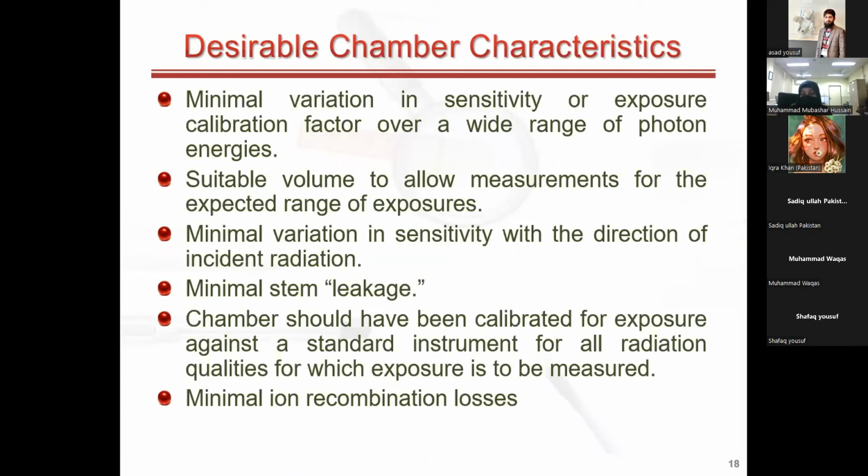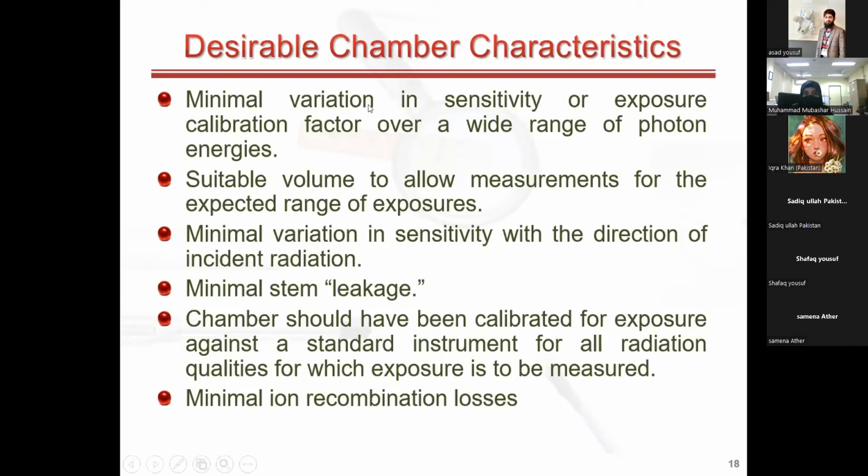Another advantage is that it can be used for multidirectional beams. However, for the free air ion chamber, only a monodirectional beam can be measured, having direction perpendicular to the free air ion chamber. But in case of the thimble chamber, a multidirectional beam can be measured because it has some angular independence. So all these advantages make it very practical for use in the clinic for the calibration of our beams.